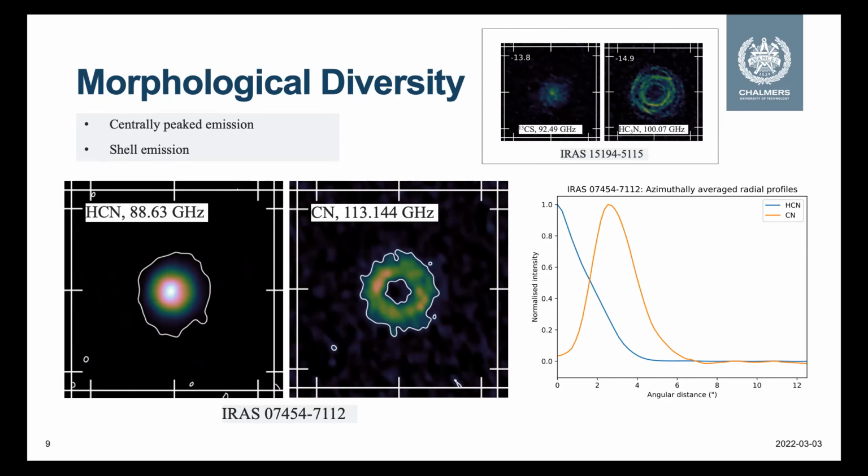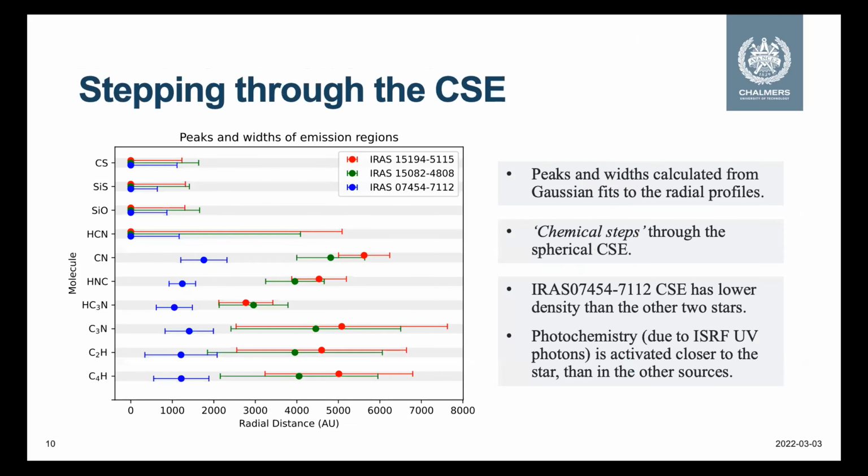What I like about this is, to me, this shows the power of ALMA, that you are able to just step through the circumstellar envelopes radially and see what molecule exists where, as you can see here. This is a plot of distance, and it shows the peaks of the emission and the widths of the corresponding emission region.